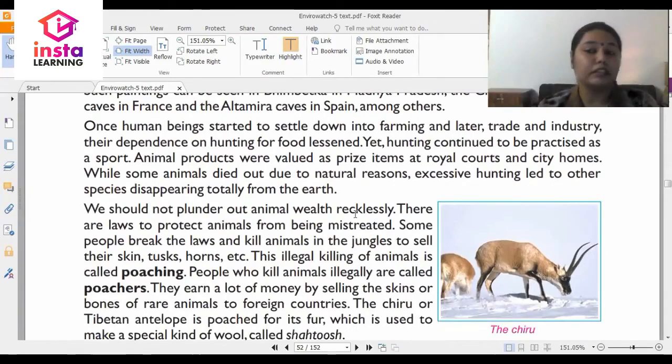Like a mammoth, it has completely disappeared. We should not plunder our animal wealth recklessly. There are laws to protect animals from being mistreated. Some people break the laws and kill animals in the jungles to sell their skin, tusks, horns, etc.